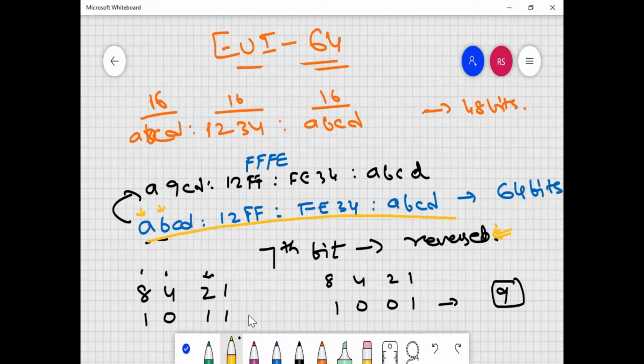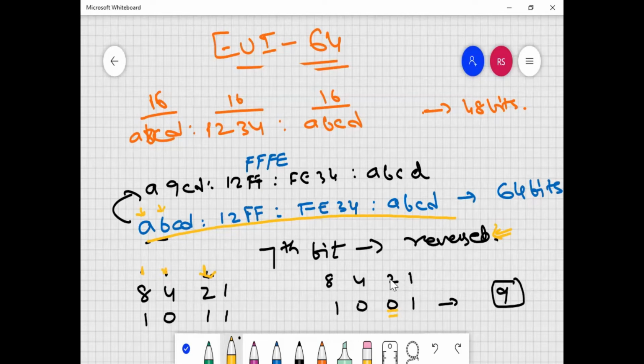B is 1011. This 1, 0 will be your 5th bit. Okay. This will be your 6th bit. This is your 7th bit. Getting this point? Okay. Yes, that should be reversed to 0. Whatever it is, if it is 1, it will be 0. If it is 0, it will be 1.